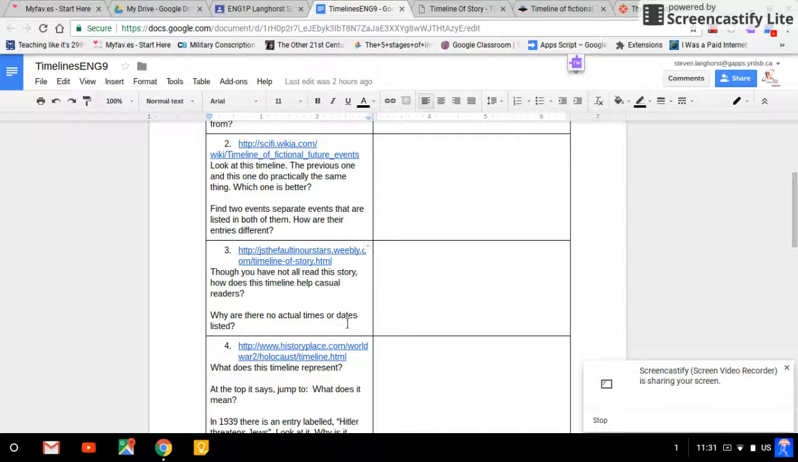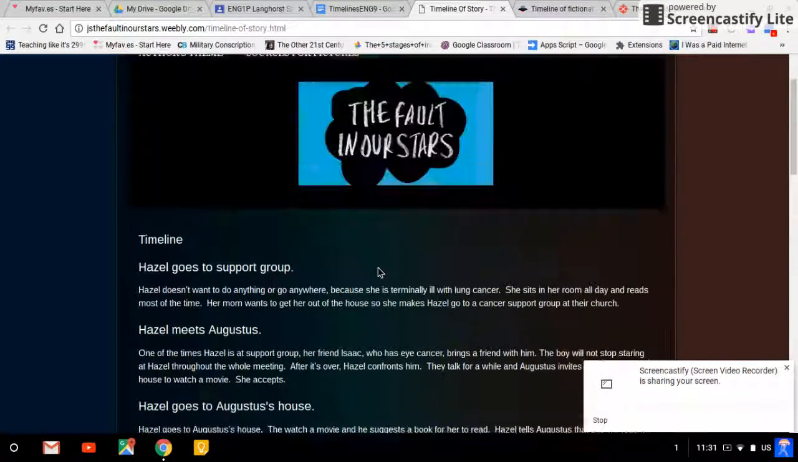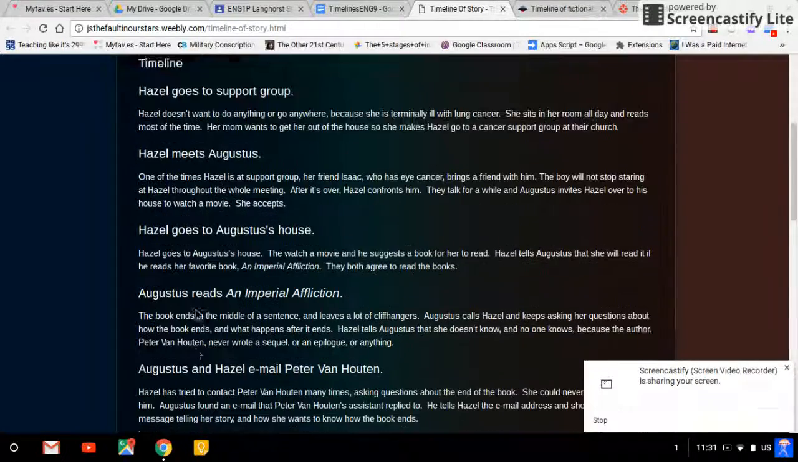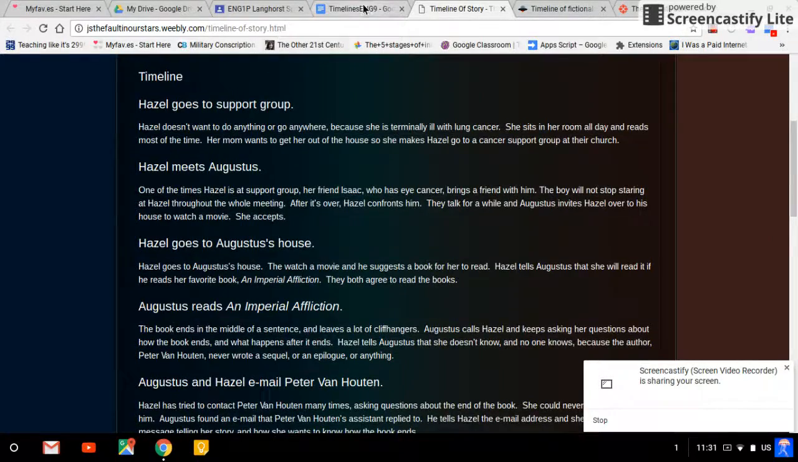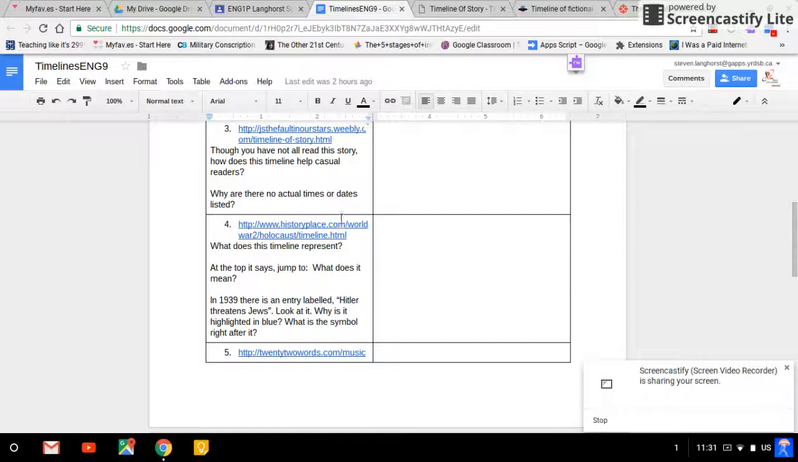And why are there no actual times or dates listed? And again, you don't need to look at it in super detail, but it gives you the idea. This is a timeline in a different format, so work on the answer to this question. Why are there no actual times or dates listed?